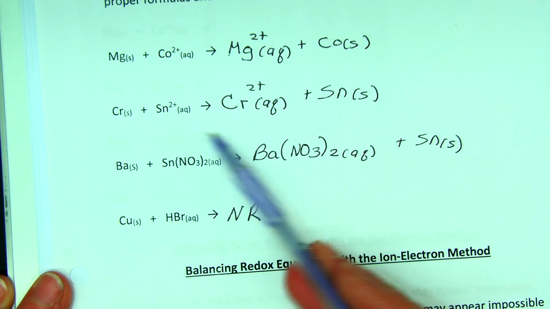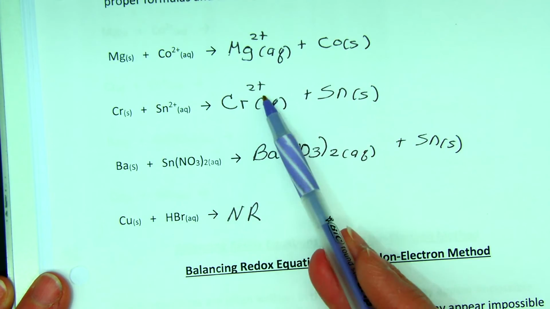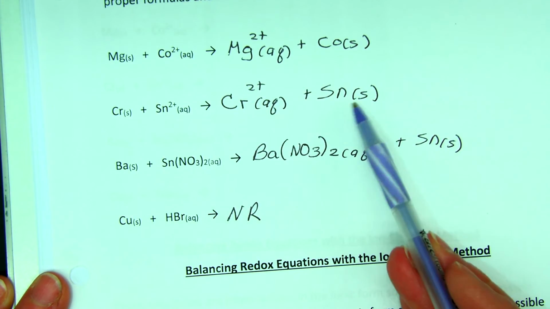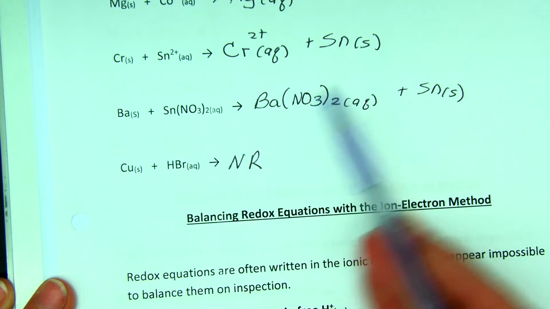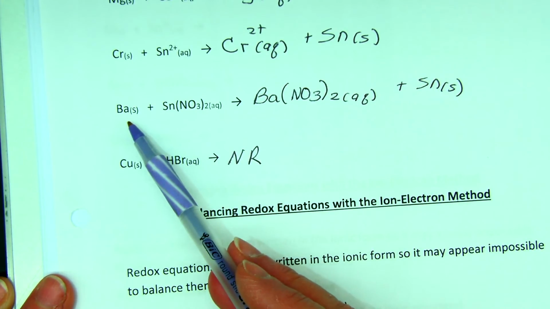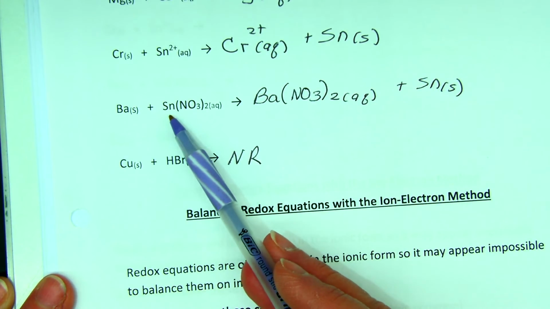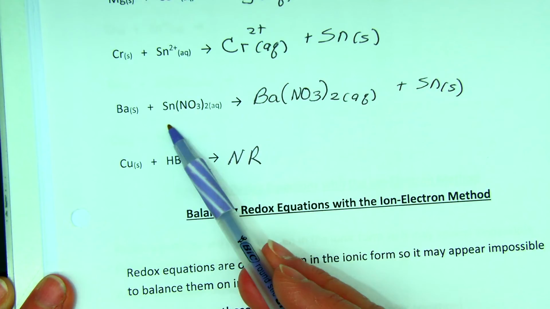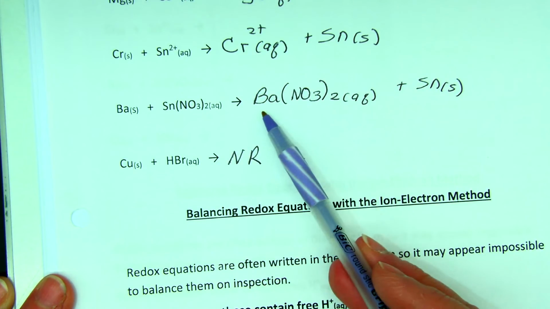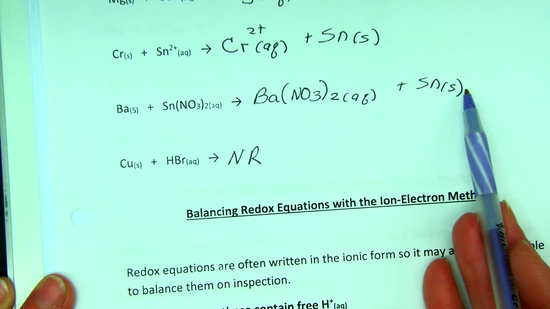Here we have chromium solid trying to replace tin. It's tin 2, so we do chromium 2 plus tin, because chromium is more active than tin. Here we have barium solid plus tin 2 nitrate. Barium's more active than tin, so we get barium nitrate and tin solid.